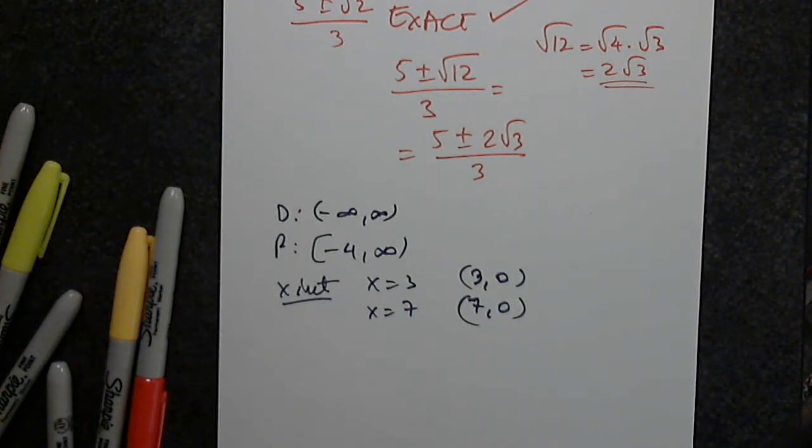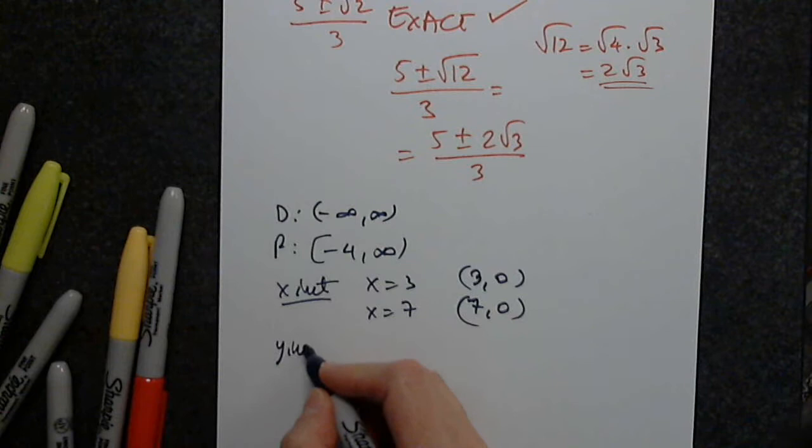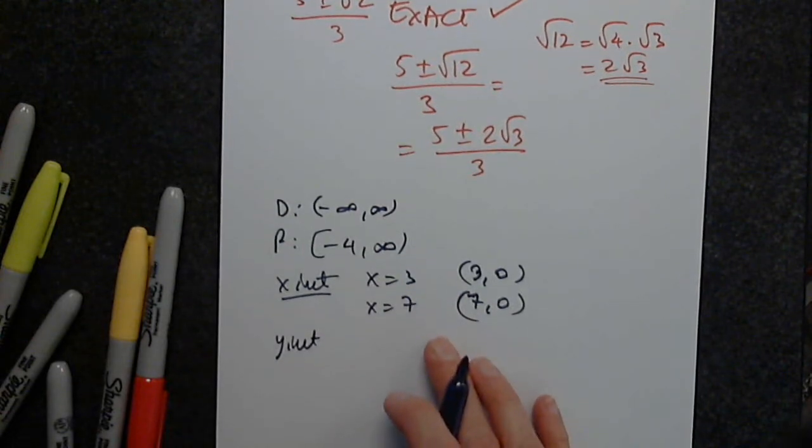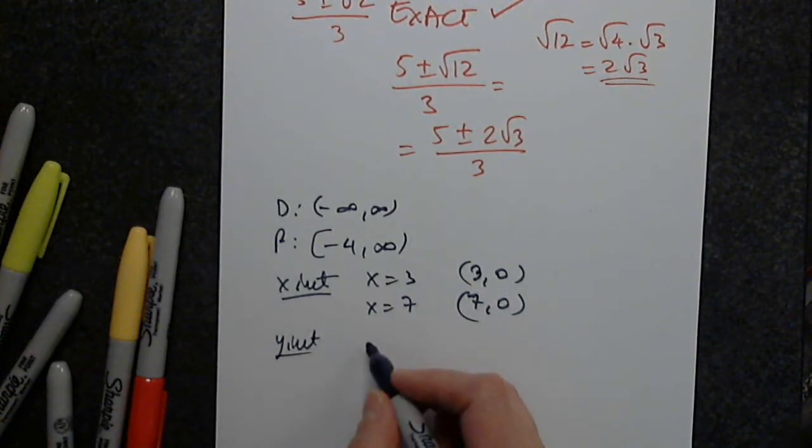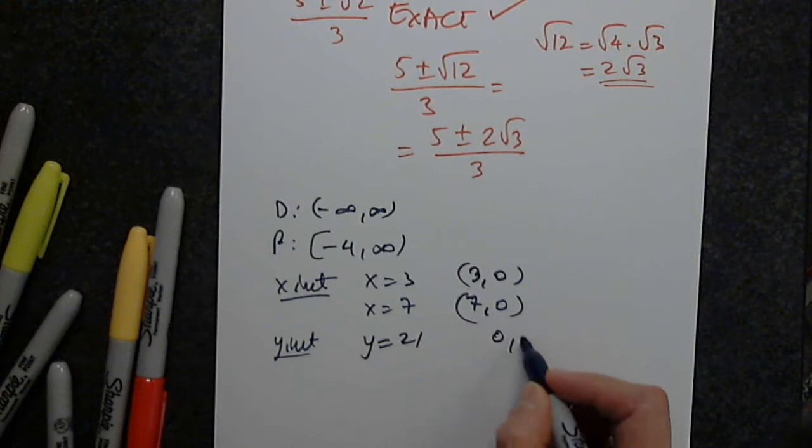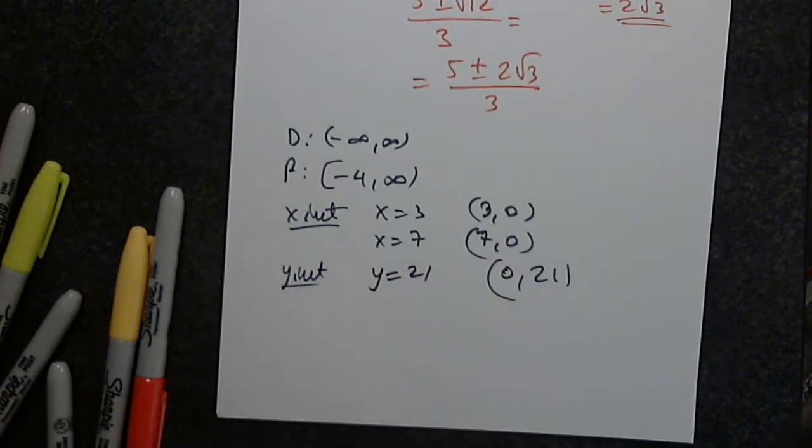Y-intercept, please. 18, 19, 20, 21, 22, 23. Yes, it appears to be y equals 21, in ordered pair format, 0, 21. Very good. Intervals on which the function is increasing.